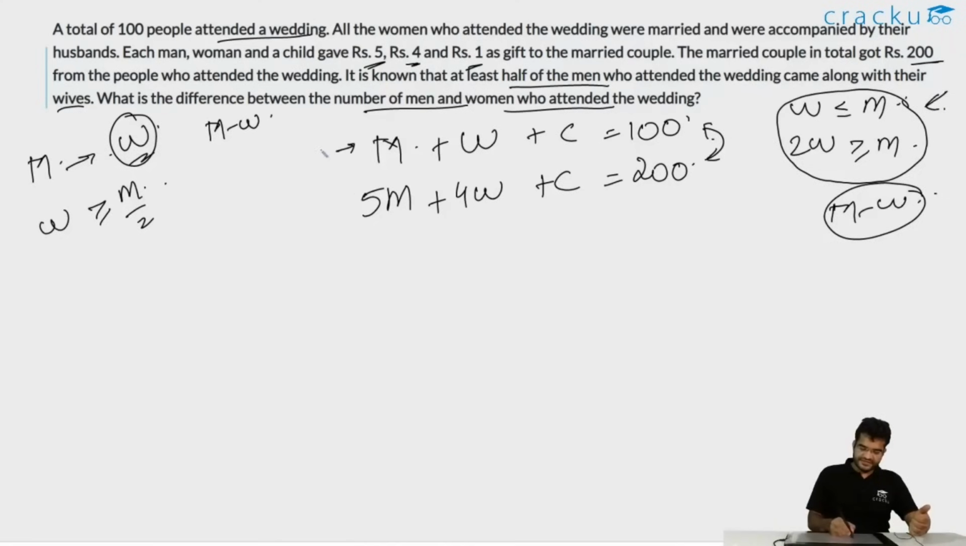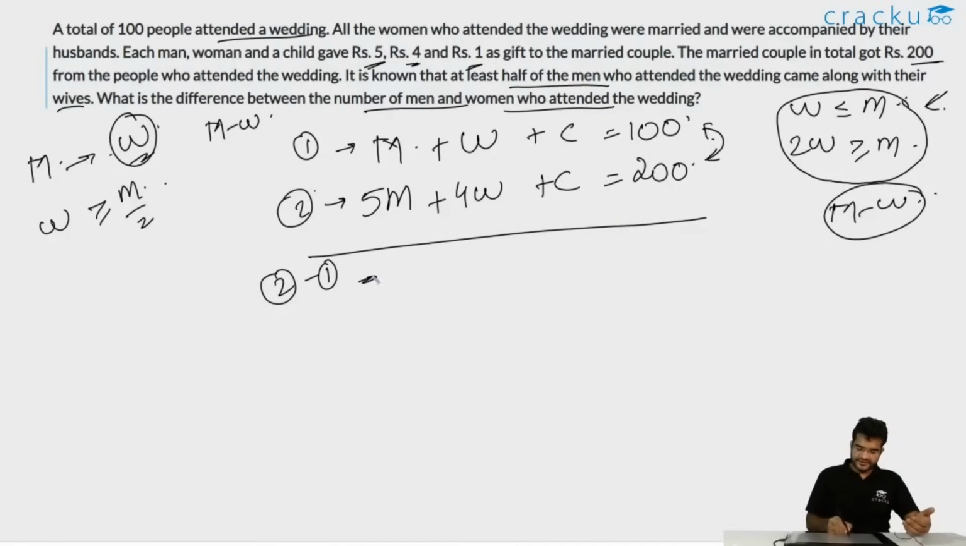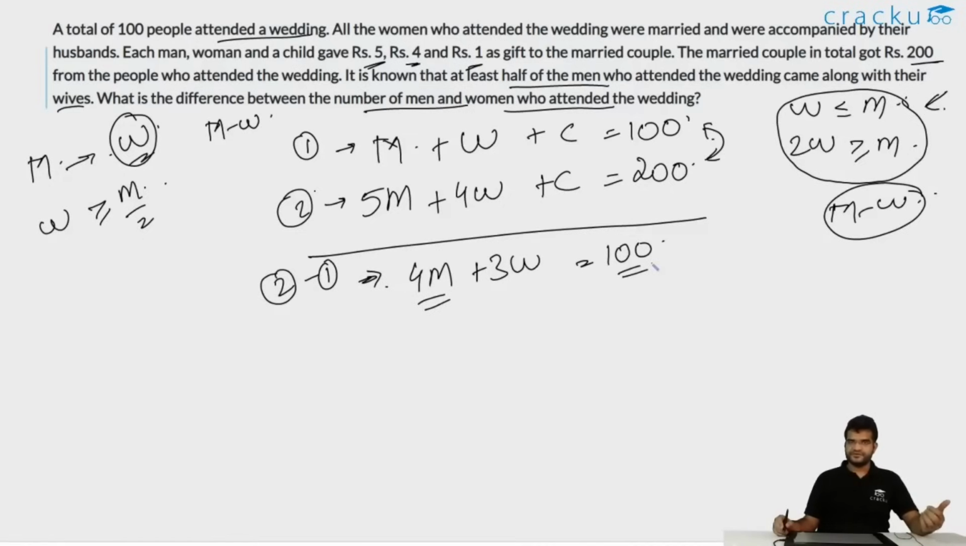So, let us assume that this is the first equation and this is the second equation. Let us first remove C by subtracting the first equation from the second equation. This would imply that 4M plus 3W is equal to 100. And we have to solve for the value of M and W. 4M is a multiple of 4 because the coefficient is 4, and 100 is a multiple of 4 because 100 is equal to 4 into 25. So, 3W also has to be a multiple of 4. So, this would imply that W has to be a multiple of 4.